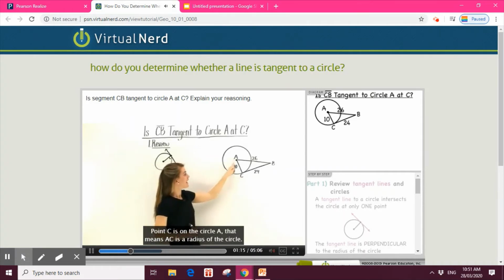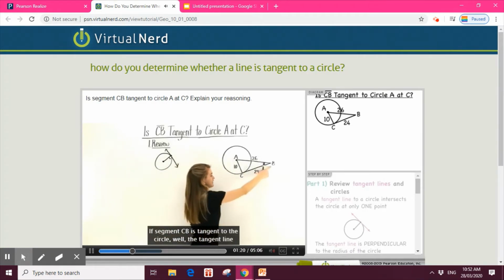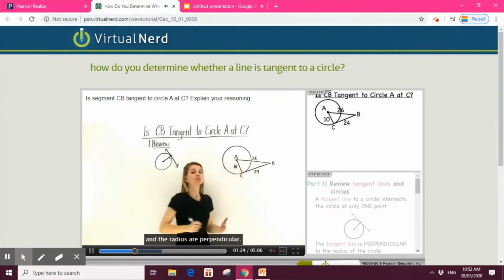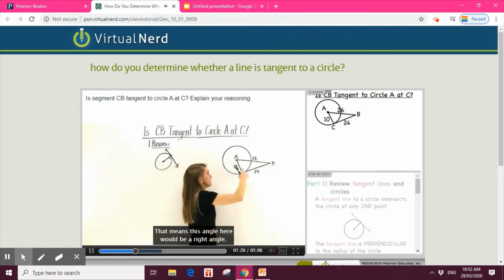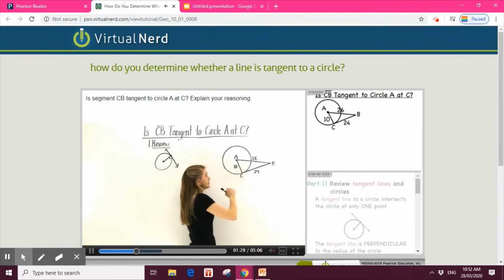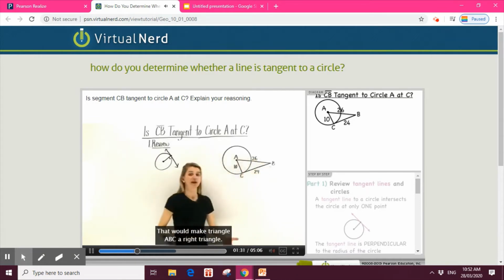That means AC is a radius of this circle. If segment CB is tangent to the circle, well, the tangent line and the radius are perpendicular. That means this angle here would be a right angle. That would make triangle ABC a right triangle.